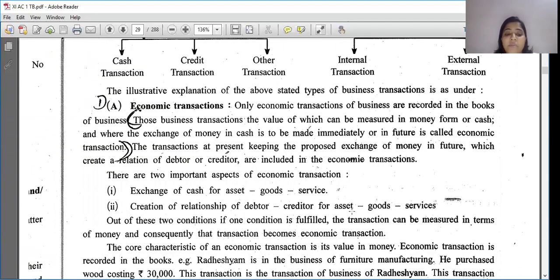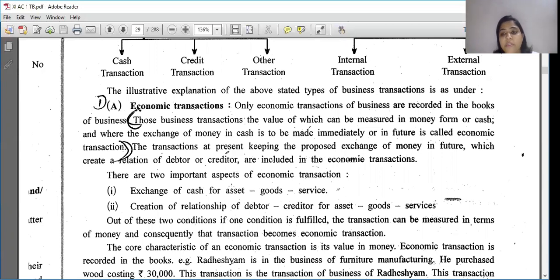Now what are economic transactions? That is known to you. The economic transactions are those transactions that are measured in terms of money, and goods are exchanged in exchange of money, right? So it's an economic transaction, but it can either be cash or credit. Cash or udhar, right? Exchange of goods for assets, goods and service.